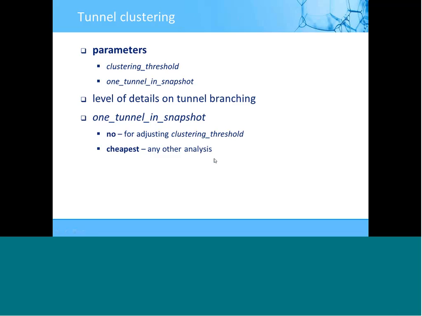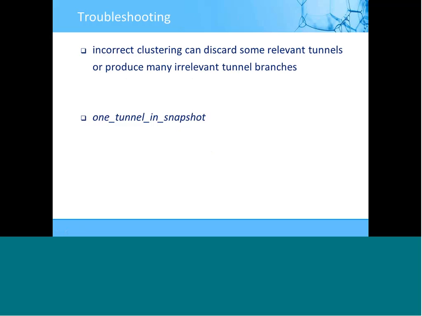Again, mostly the basic settings should give you at least a good starting point for your analysis, if not already a perfect solution, but you can sometimes come over some suboptimal clustering threshold for your system, and this can unfortunately hide the presence of some relevant tunnels from you, or in a better case just result in a really high number of irrelevant branches of the tunnels.